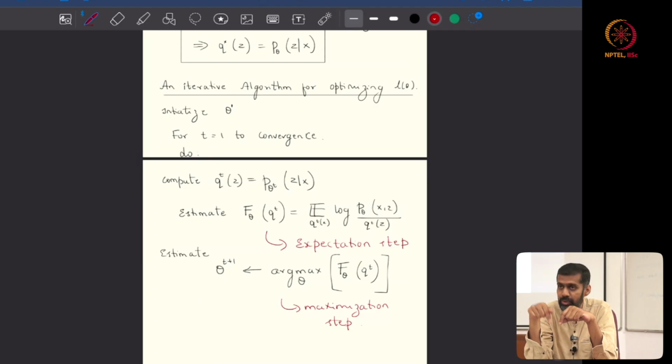Okay, and show how the algebra works out for the case of GMM. We will do both of that in the next class. However, please note this: there are two important observations to be made here.